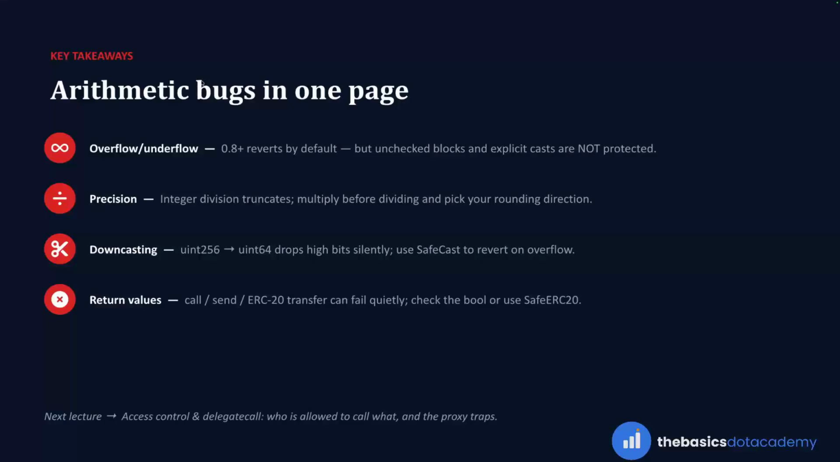To summarize arithmetic bugs in one page, first is overflow or underflow. If the compiler version is 0.8 plus, it reverts by default, but unchecked blocks and explicit casts are not protected. In case of precision, integer division truncates. Make sure multiplication follows before division and pick your rounding direction. Downcasting, uint256 to a smaller type drops high bits silently. Use OpenZeppelin's SafeCast to revert on overflow. Return values, in case of call, send, ERC20 transfer, these can fail quietly.